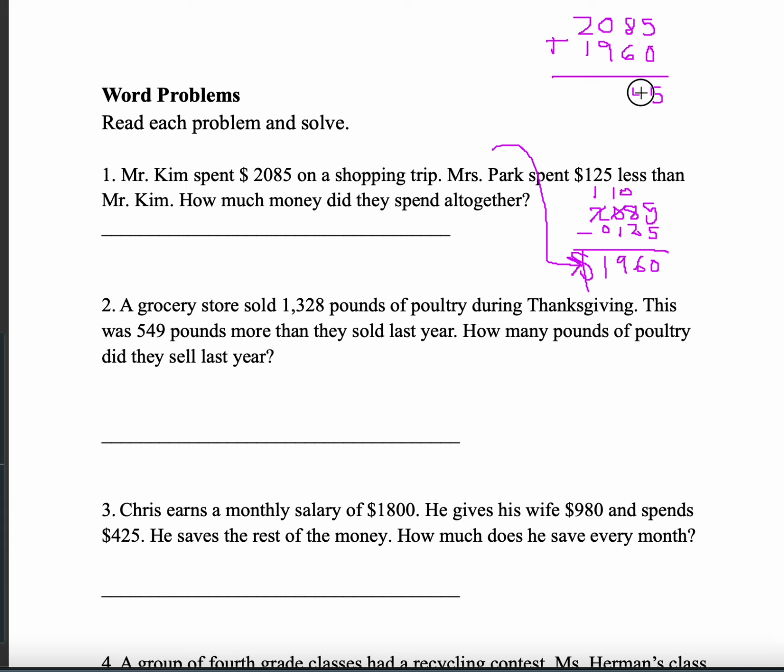8 plus 6 is 14. We add the 1 here. Now 1 plus 9 is 10. Add the 1 here. 2 plus 1 is 3. 3 plus 1 is 4. So in total, they spent $4,045 all together in total. And there you go.